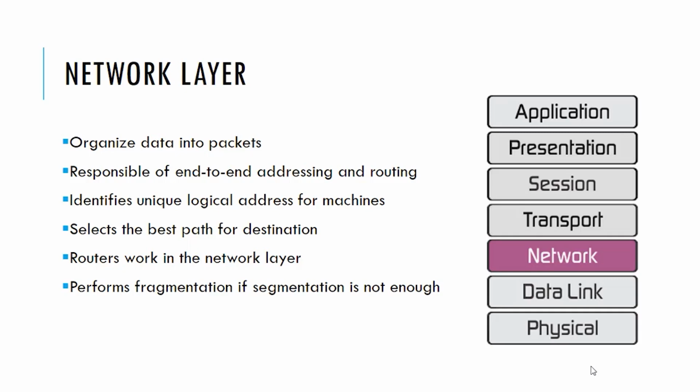This network layer selects the best path to the destination. This is what we call the routing process. The devices that are called routers work in this network layer; they read and understand data up to this third layer, the network layer. This layer performs fragmentation. If segmentation was not enough to divide the data to be suitable for sending and receiving, we add another process, that is fragmentation, to divide data into smaller chunks.